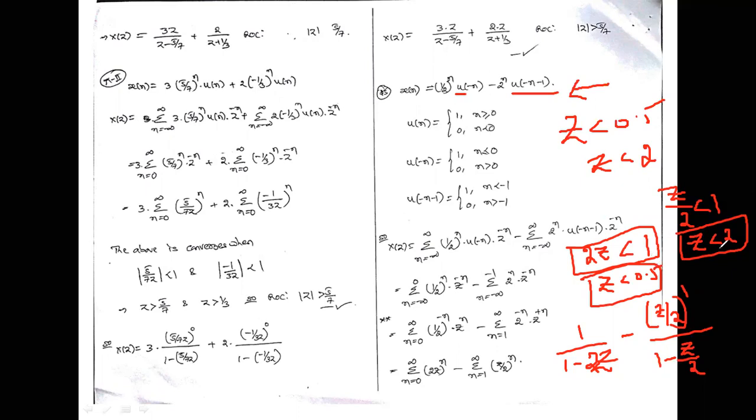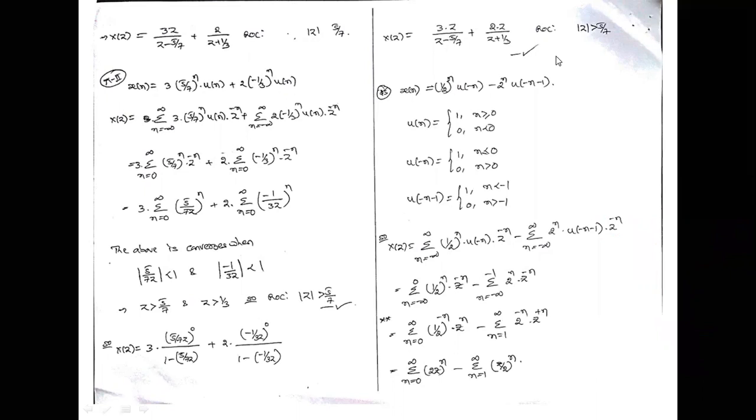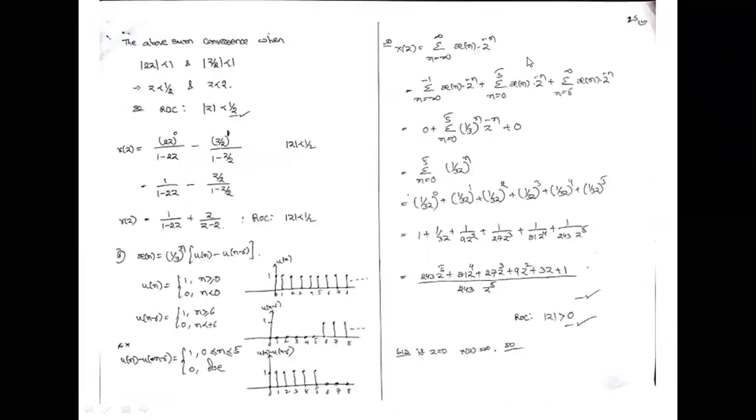Got it? Whichever is overlapping: here the 2 is there and here the 0.5, so overlapping occurs below the 0.5 only. So take that as the ROC. |z| is less than 0.5. The ROC is |z| less than 1/2. And the simplification: see here, 1/(1 minus 2z) plus z/(z minus 2). What it matters, students?